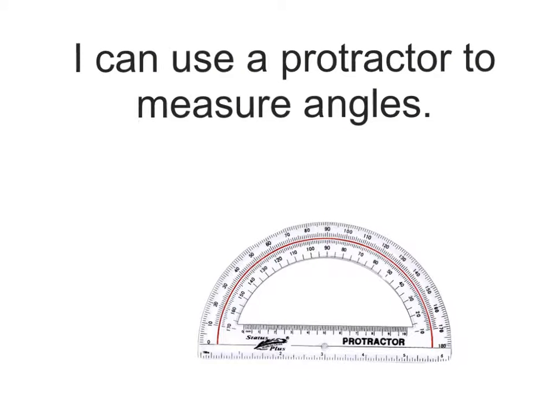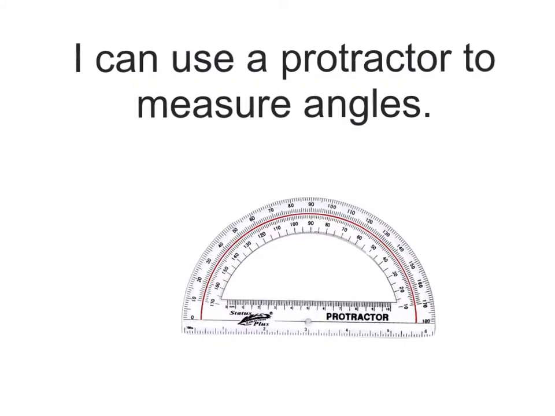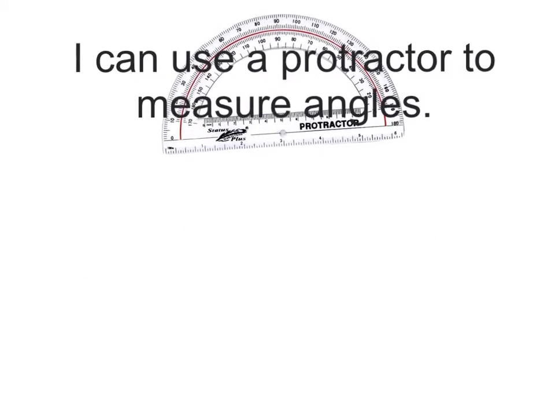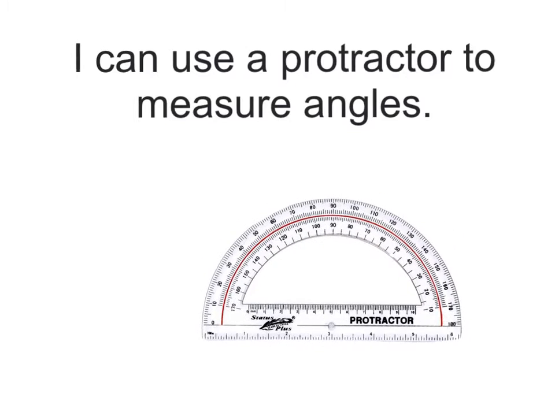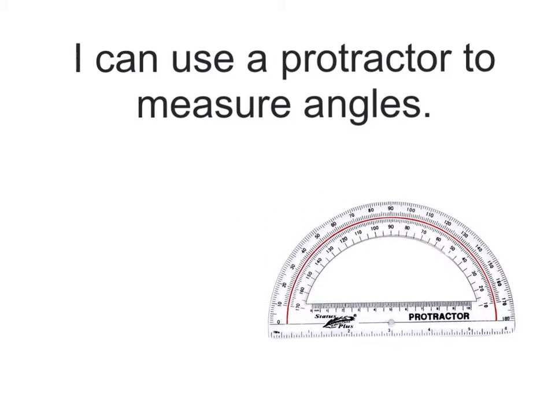Our I can statement today is I can use a protractor to measure angles. And we know that angles have measures, and we're going to figure out how to use them today. This object you see below here is a protractor. You'll see that it's kind of transparent today, so we can use it to measure angles.